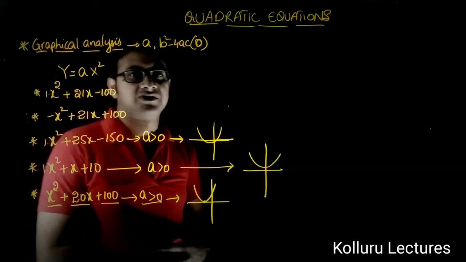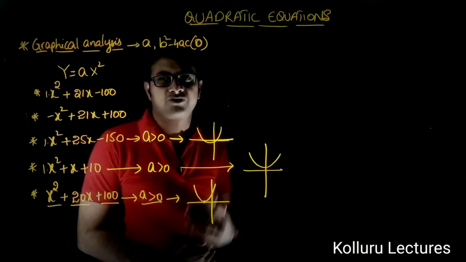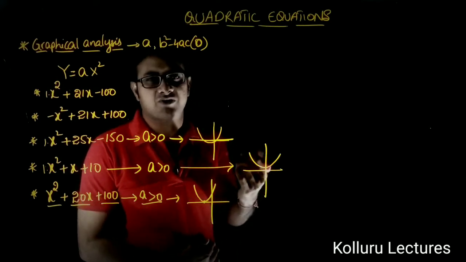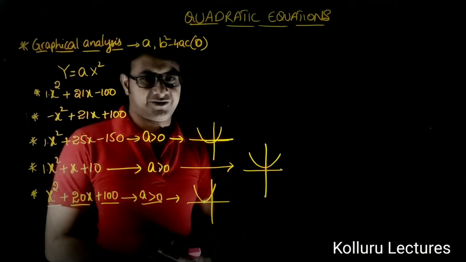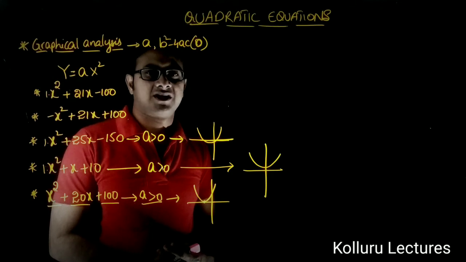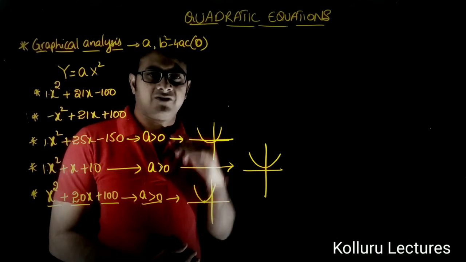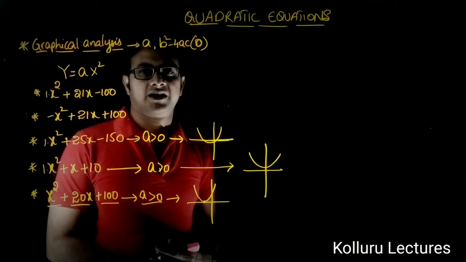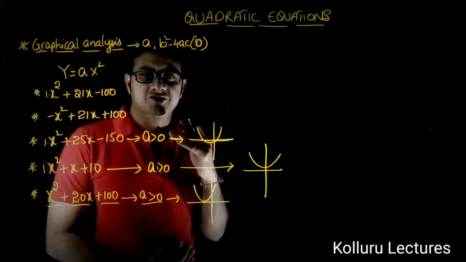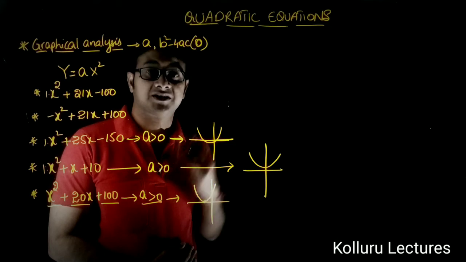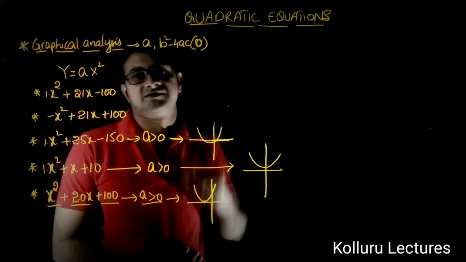So this is the graphical analysis for a greater than 0 when b square minus 4ac is greater than 0, when b square minus 4ac is equal to 0, and when b square minus 4ac is less than 0. So the conclusion is, for a greater than 0, the graph will open upwards. If b square minus 4ac is greater than 0, the graph will intersect the x-axis. If b square minus 4ac is equal to 0, the graph will touch the x-axis, and the point at which the graph is touching, we will consider as a double root.